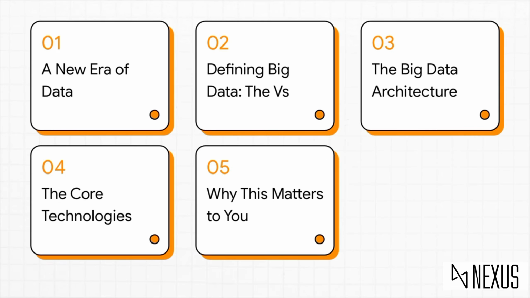So in this chapter, here's our game plan. We'll start by looking at the history and what got us here in the first place. Then we'll define what big data actually is, using this really simple framework called the V's. From there, we'll check out the architectural blueprint designed to handle it, zoom in on the core technologies that make it all work, and finally, we'll tie it all together and talk about why this is so critical for you.